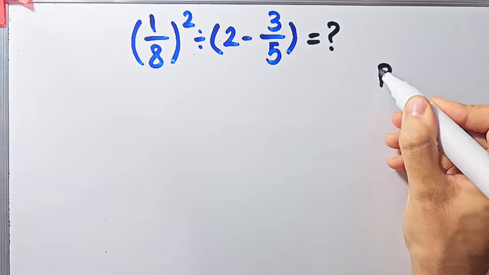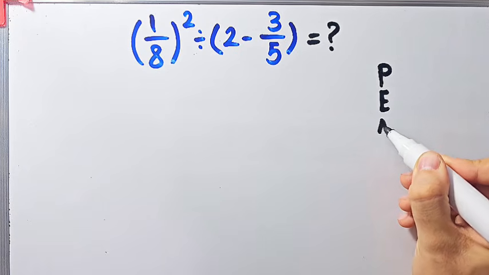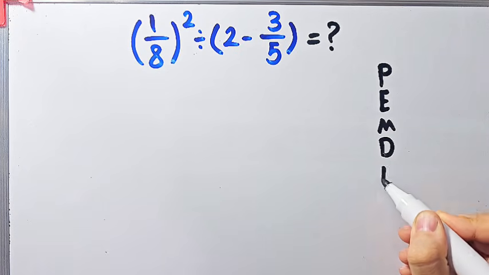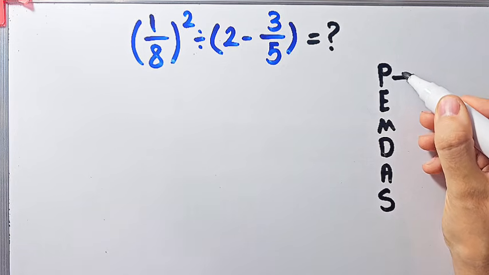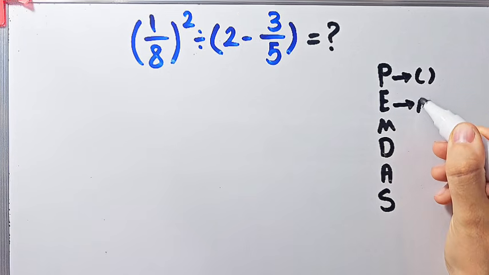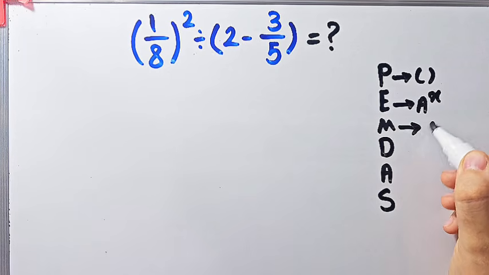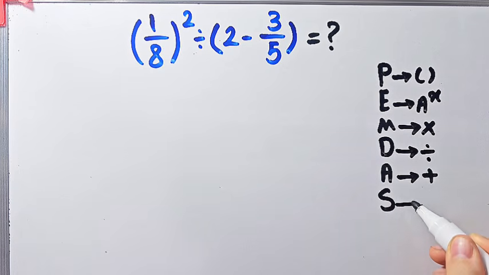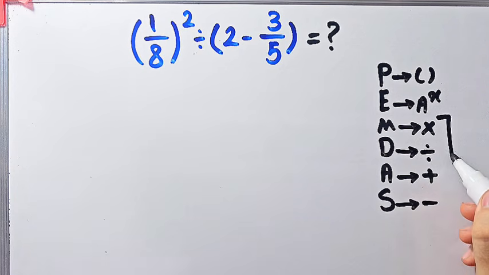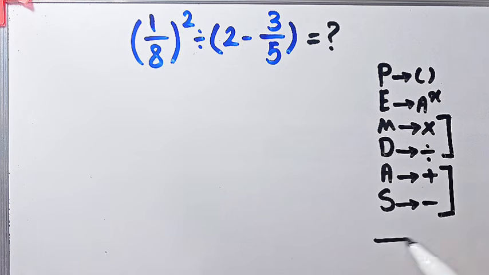To solve this question we need to follow the order of operations, which is PEMDAS. PEMDAS shows the priority of the mathematical operations, and if you don't pay attention to the PEMDAS rule, you get the wrong answer. In the PEMDAS rule, P stands for parentheses, E stands for exponent, M stands for multiplication, D stands for division, A stands for addition, and S stands for subtraction. Multiplication and division have the same level of priority. Also, addition and subtraction have the same level of priority, and when we have both in an expression, we start from the left and simplify the question.